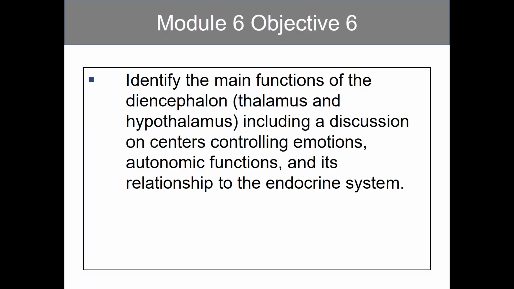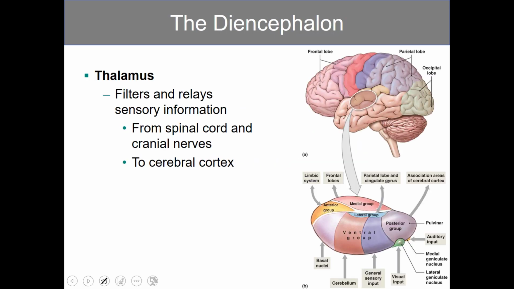Module 6, Objective 6: identify the main functions of the diencephalon, which include the thalamus and hypothalamus, including a discussion on centers controlling emotions, autonomic functions, and its relationship to the endocrine system. The thalamus filters and relays sensory information from the spinal cord and cranial nerves to the cerebral cortex.